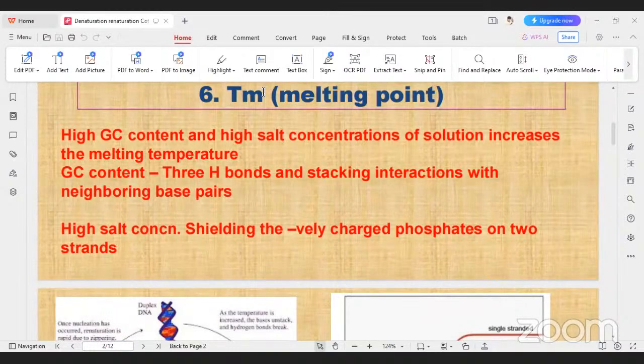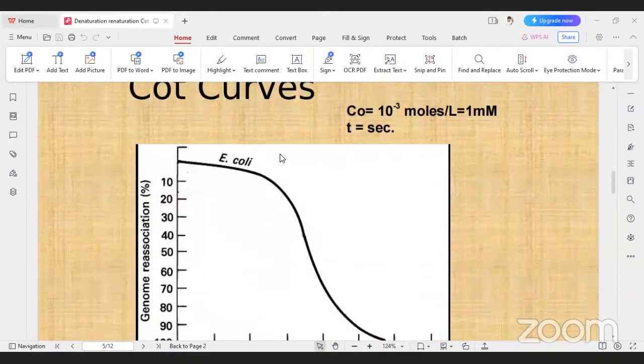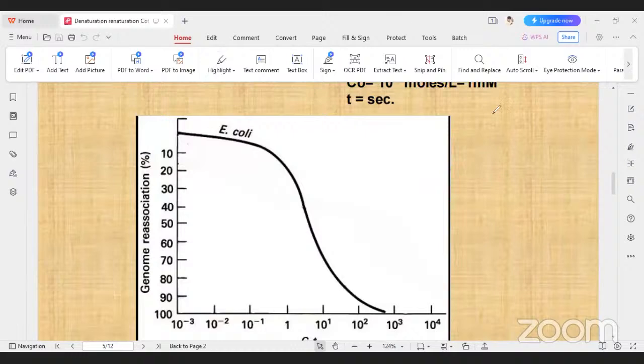Denaturation. For example, this is DNA, a DNA double strand. When you apply heat to this DNA, what happens? The DNA strands get separated into two strands. This is one strand, with its nucleotide sequence and nitrogen bases, and here are the different nitrogen bases. Both strands are separated. So this is called denaturation.